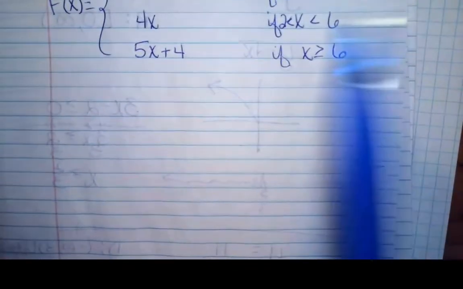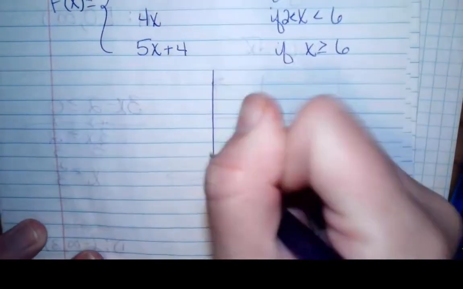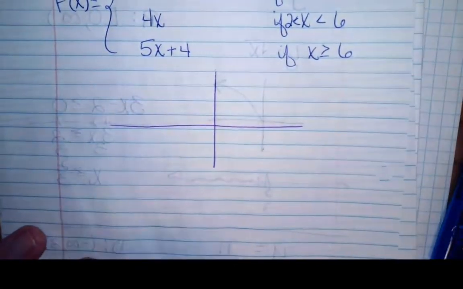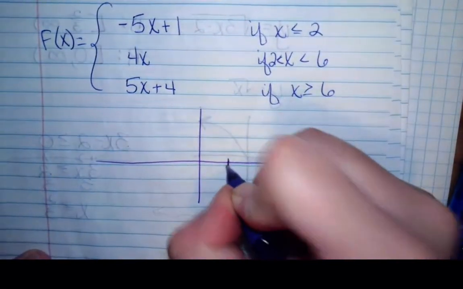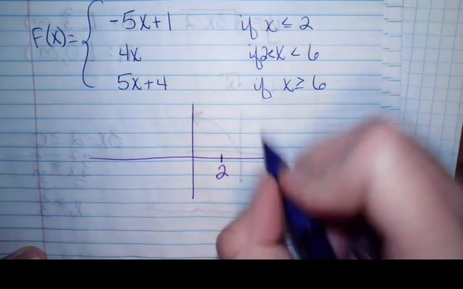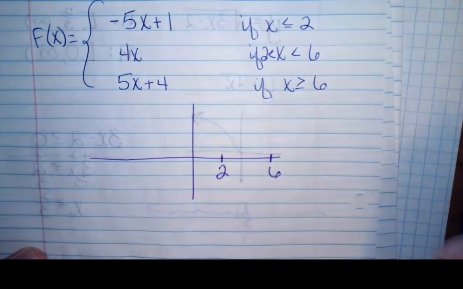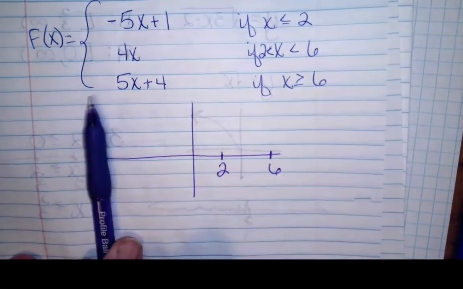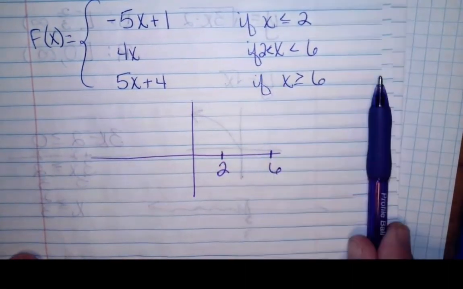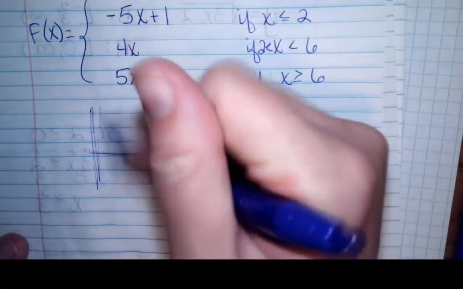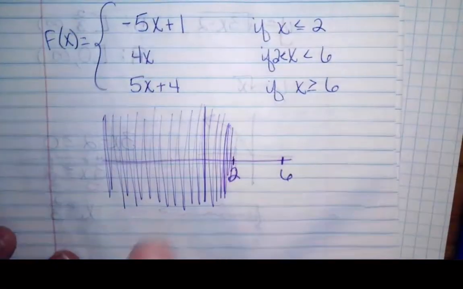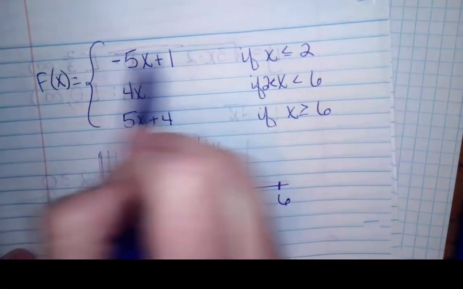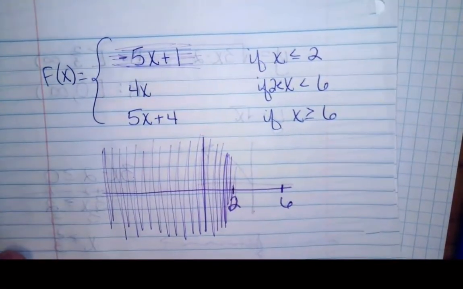So I'm going to draw a little picture. I have a coordinate plane. I know that my first area of concern is 2. So here's a 2. Then I've got between 2 and 6. Okay, so I've got 3 areas. I've got to the left of 2, between 2 and 6, and after 6. So I'm going to have a purple area. If I use a number in this area, it's going to belong to the purple function.